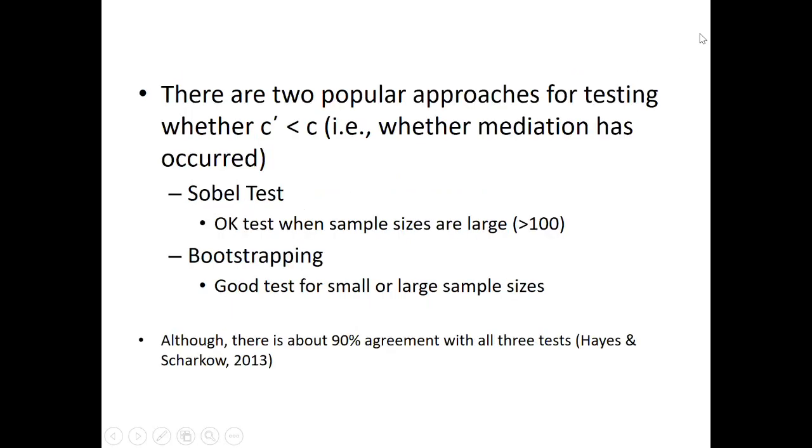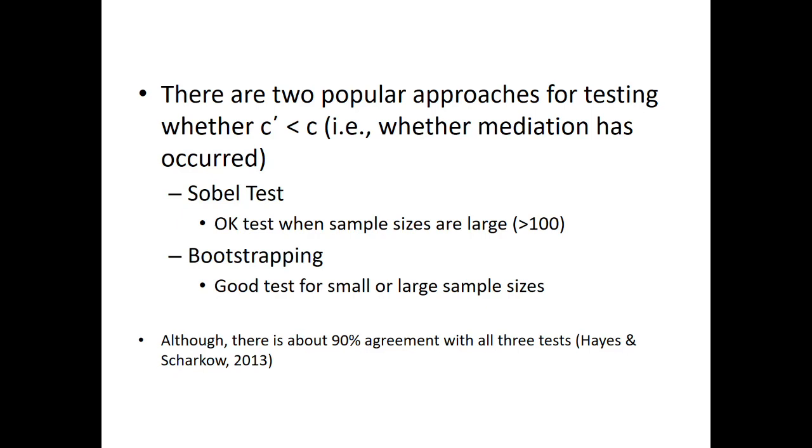So there are 2 other approaches, and I will give my recommendation for which one you should do. You can pretty much get away with any of them. I see both of them published, although I see bootstrapping published more. The 2 popular approaches for testing whether the C prime path is weaker than the C path, or whether mediation occurred, are what's known as the Sobel test and the bootstrapping model.